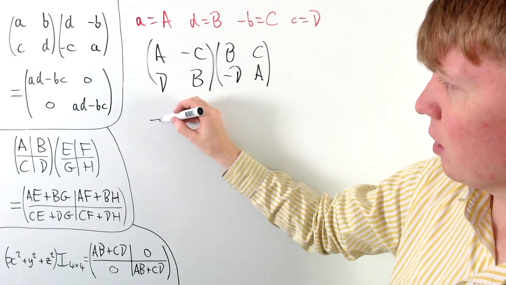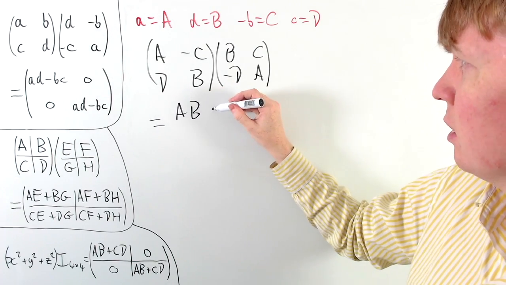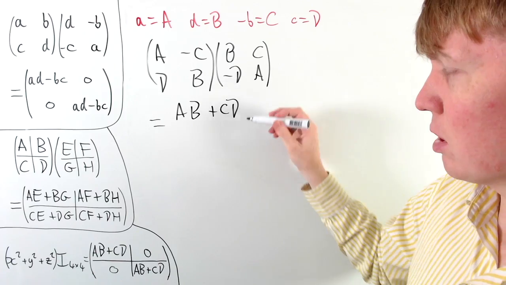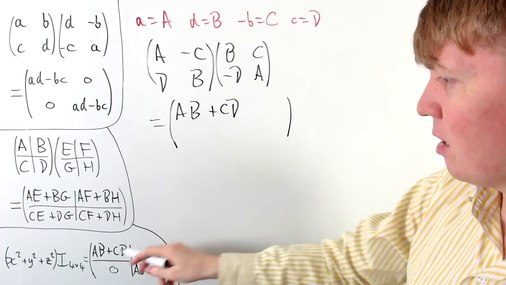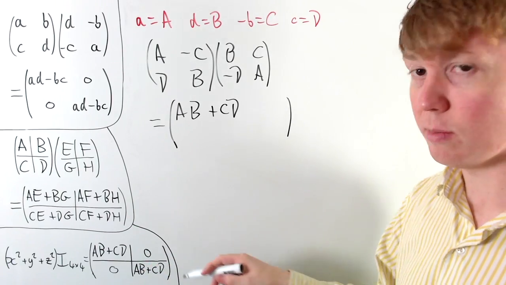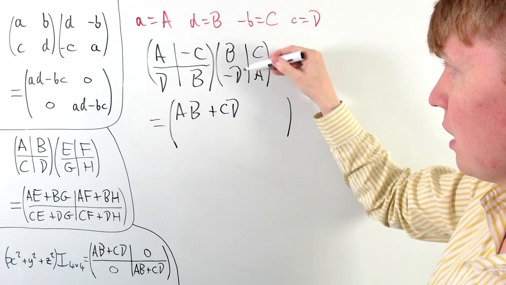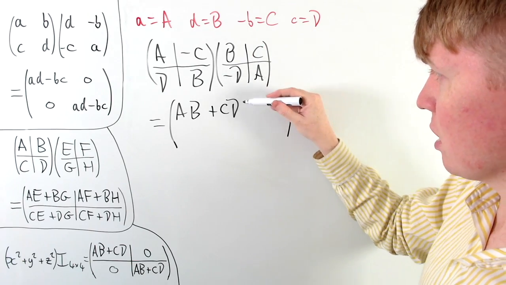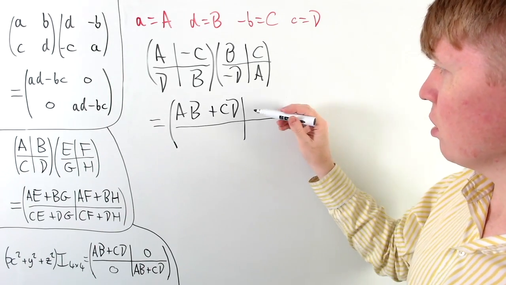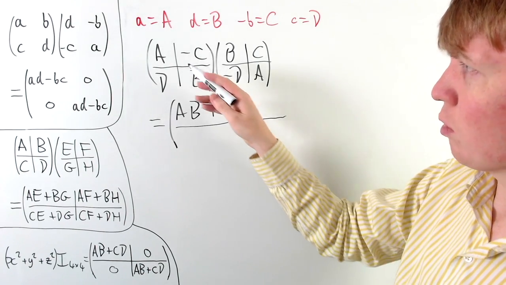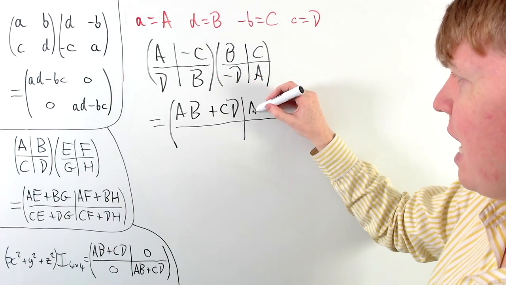So then when we expand this and carry out the multiplication, we get in the top left AB plus CD, which is exactly what we're looking for here. So we're hoping to get AB plus CD, 0, 0, AB plus CD. Let me just draw the lines in as well, just to make it really clear that these are block matrices. So now we've got our AB plus CD. Then if we go to the top right entry, we want this to be 0. We get A times C minus C times A.